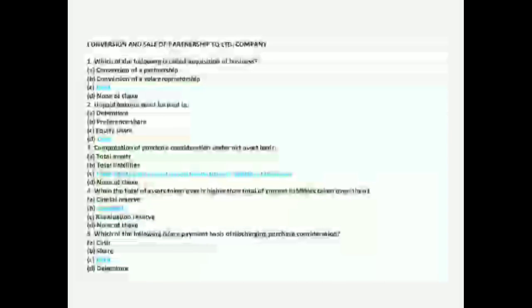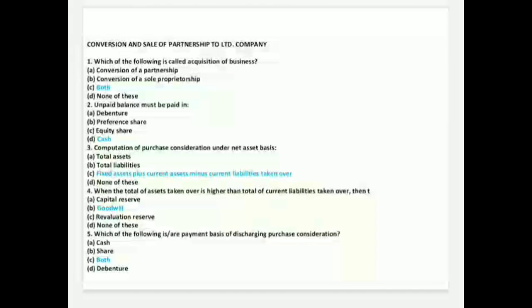Let's talk now about the topic conversion and sale of partnership to a limited company. The first question is, which of the following is called acquisition of business? Conversion of partnership, conversion of sole proprietorship, both, none of them. So both will be the correct answer, option C.